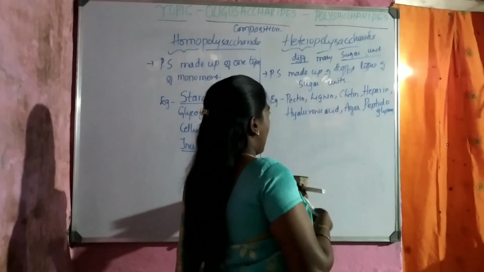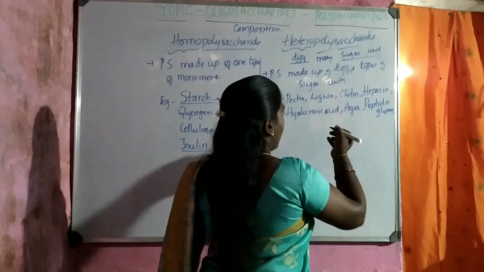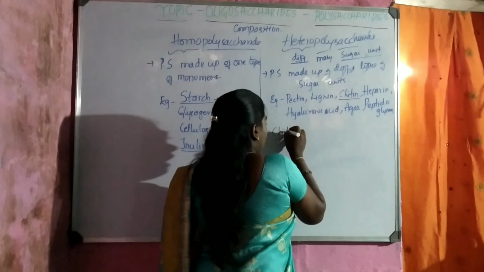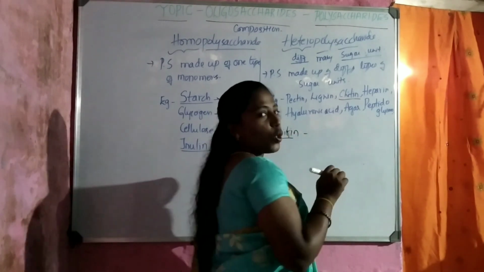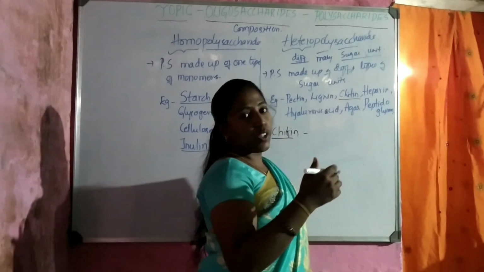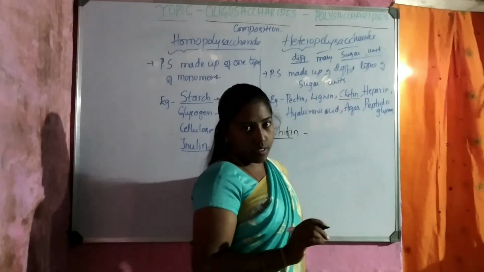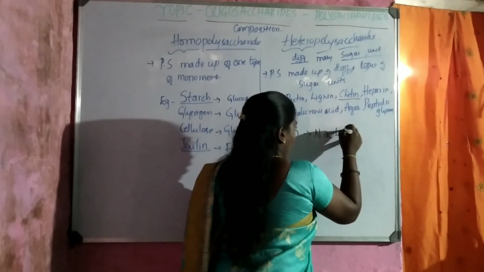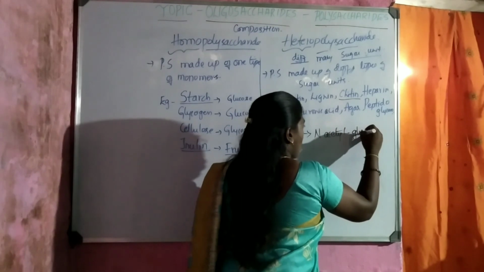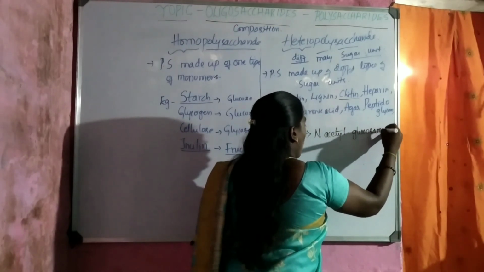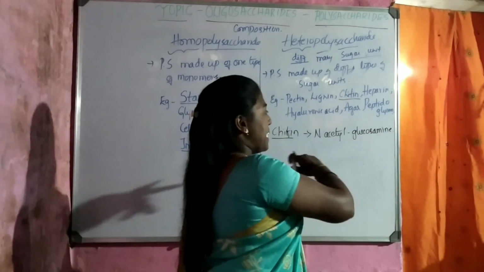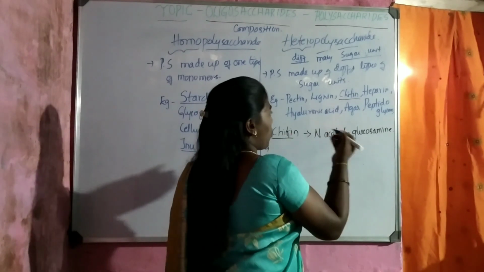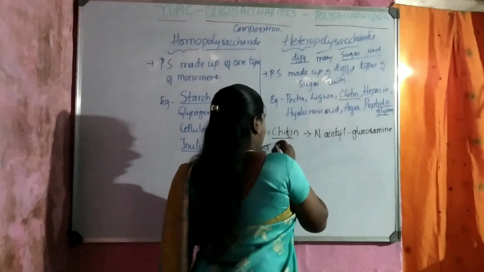Let us see some of the examples. I'll take the example of chitin. Chitin is a heteropolymer. It is made up of a nitrogen derivative of glucose, that is N-acetyl glucosamine. So chitin is made up of what? N-acetyl glucosamine. The next, I'll take one more example, peptidoglycan.